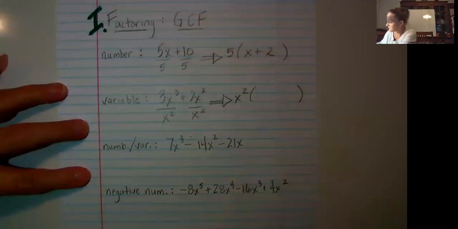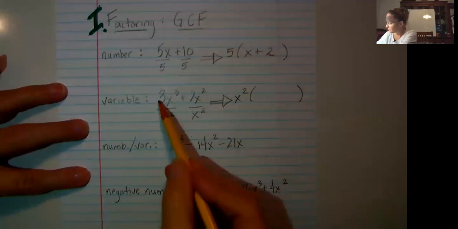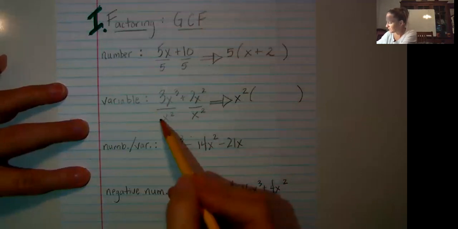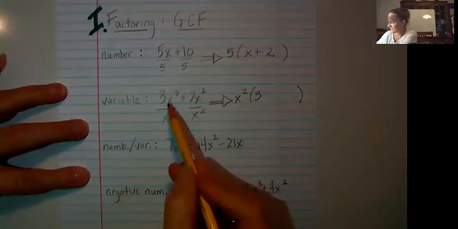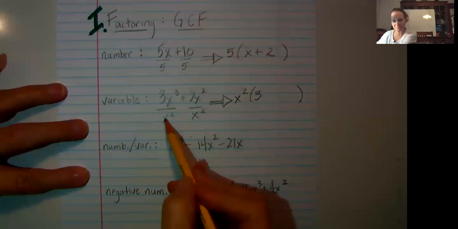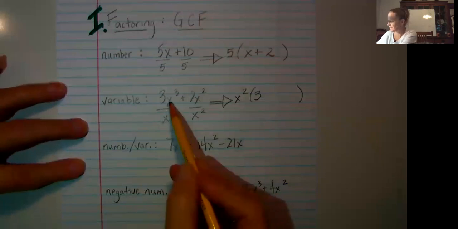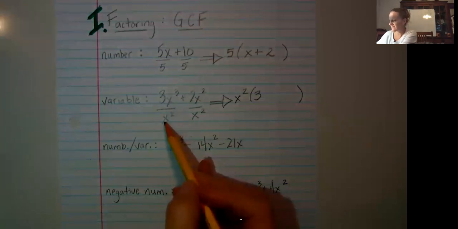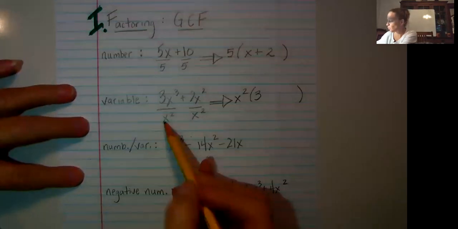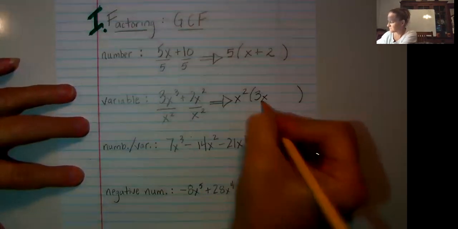All right. So if I'm going to divide here, I have a 3. I'm not dividing by any numbers, so the 3 is just going to kind of stay there. And here I have x to the third divided by x squared. Okay, so if I have x times x times x, and then I'm dividing by 2 of them, x times x, that's going to leave me with 1x.